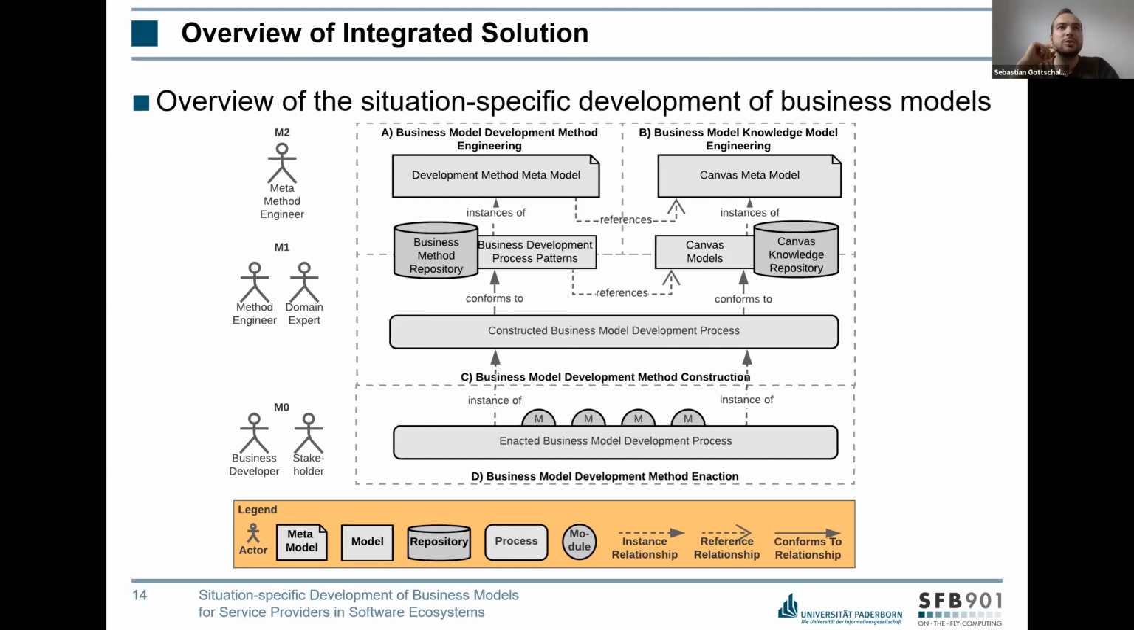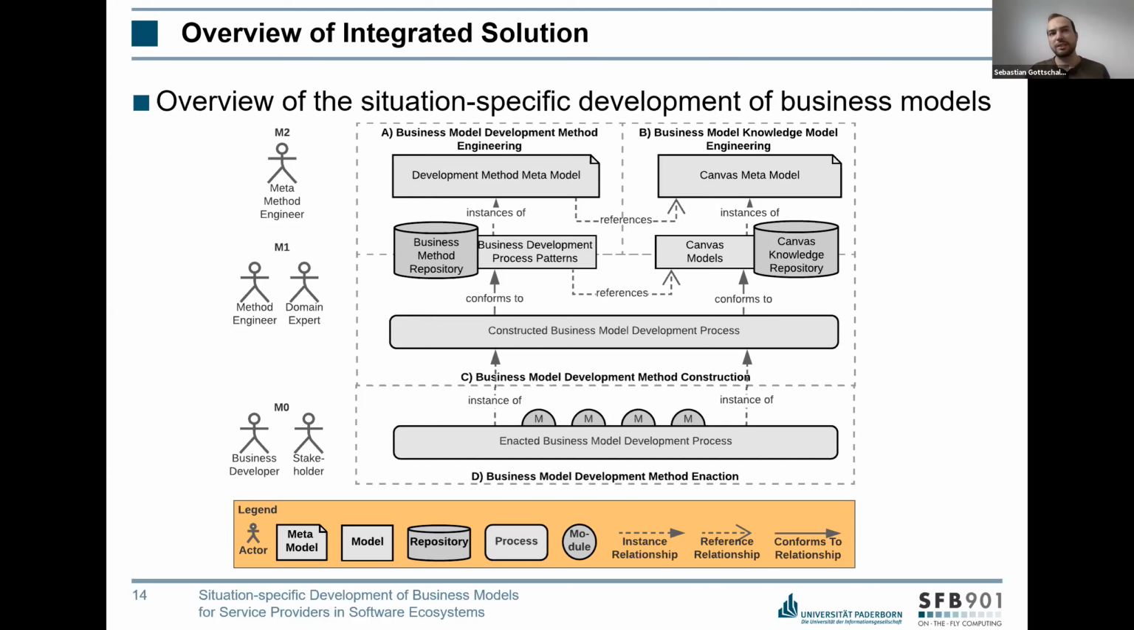And I have the 5 stakeholders of this: the meta method engineer, the method engineer, the domain expert, the business developer, and other stakeholders. And the idea is that the meta method developer develops the meta methods both for the methods and for the knowledge. Then the domain experts go to the method engineer and tell them, hey, this is cool stuff of methods and knowledge. Can you please add that to the repository? And the method engineer formalizes the stuff and puts that into the repository so that it's reusable.